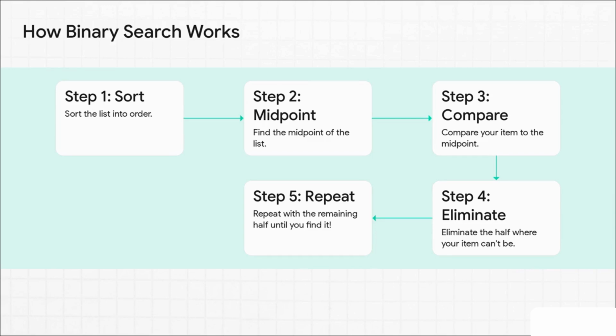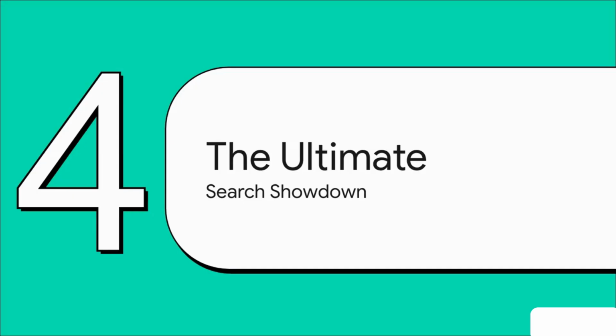Gone. Then you just do it again. You take the half that's left, jump to its midpoint, and eliminate another half. You just keep dividing and conquering until you zero right in on your target. So we have our two contenders: linear search, the simple, steady plotter, and binary search, the speedy, clever strategist. It's time to put them head to head and see just how different they really are.